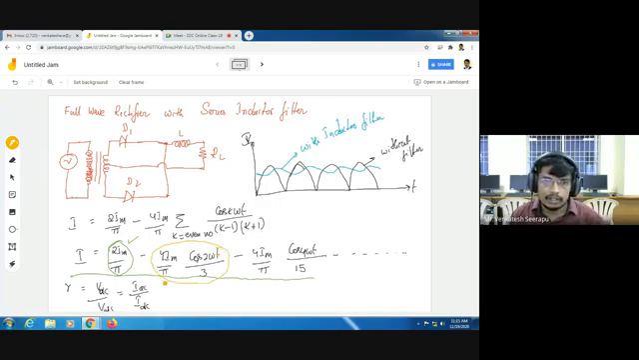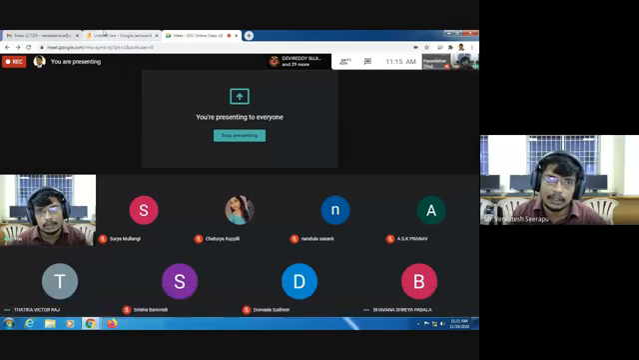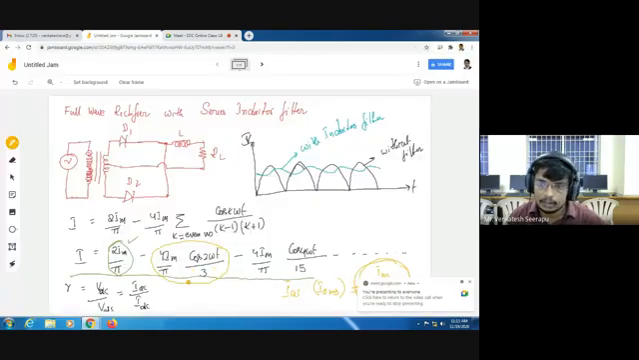So how will I find IRMS or IAC for any sinusoidal signal? The formula is Im by root 2. In this way, we will find the IRMS value of any AC component. What is the maximum value in this equation? It is 4 Im by 3 pi. Whatever may be the coefficient of cosine or sine.